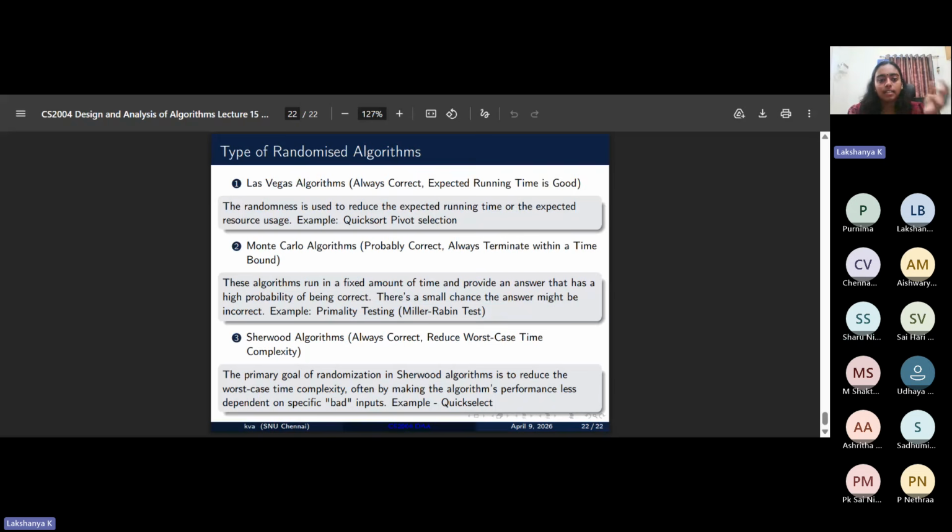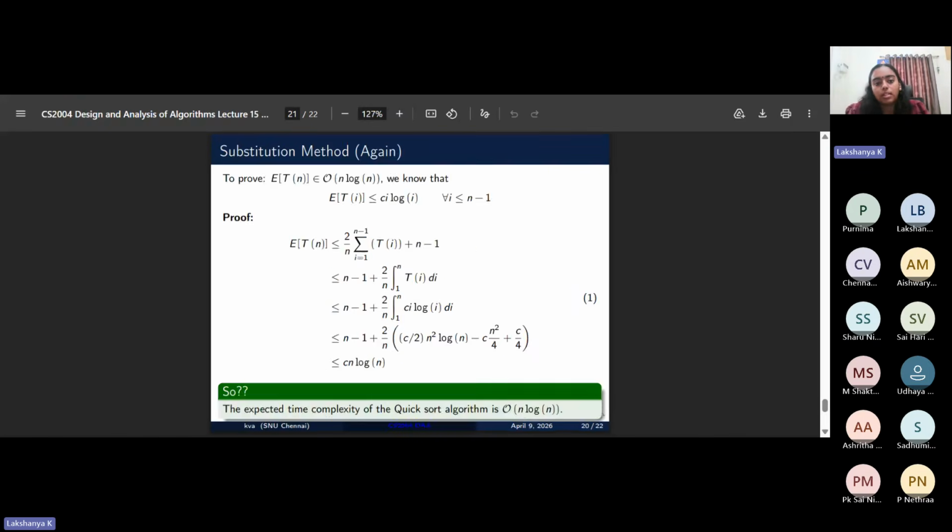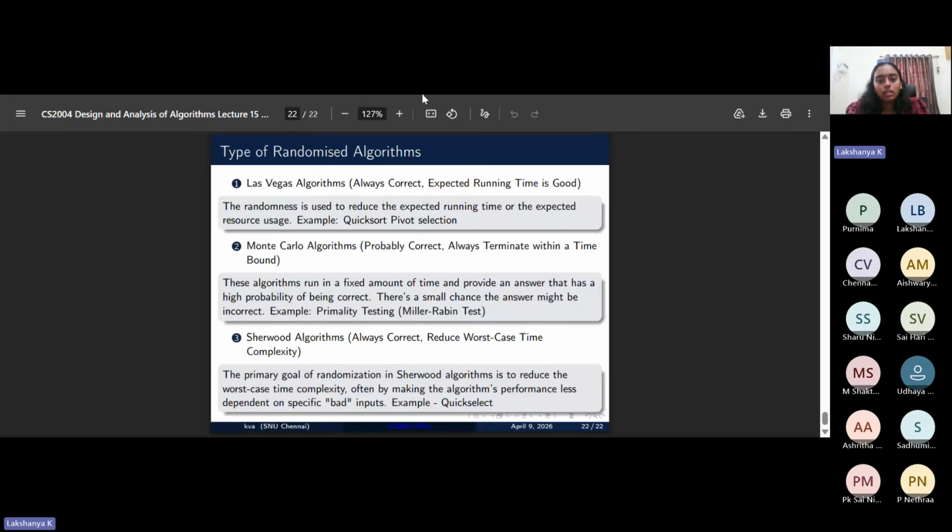Hopefully. So there are three types of randomized algorithms. Las Vegas algorithms are algorithms which are always correct. Quicksort, for instance, is always correct. There's something called Monte Carlo algorithms, which are probably correct, but they terminate within a time bound. Sherwood algorithms are always correct, and for the worst-case scenario, like in quicksort where you choose the greatest element as pivot, in many scenarios Sherwood algorithms work better. They give you a better time complexity. That's the idea.